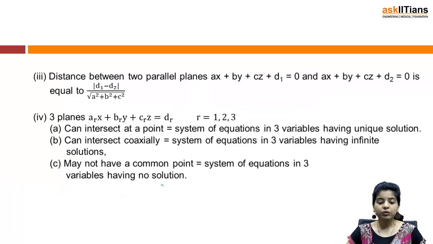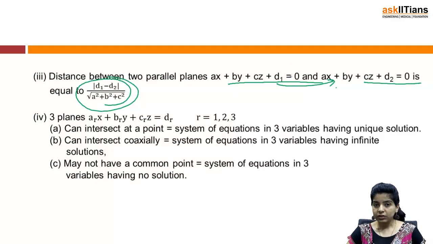Further, the distance between two parallel planes ax plus by plus cz plus d1 is 0 and ax plus by plus cz plus d2 is 0 is mod of d1 minus d2 by under root of a square plus b square plus c square. Now these two planes are parallel, as we have just discussed. In case of parallel planes only the constant differs. So in that case the distance between these two planes would be given by this formula.